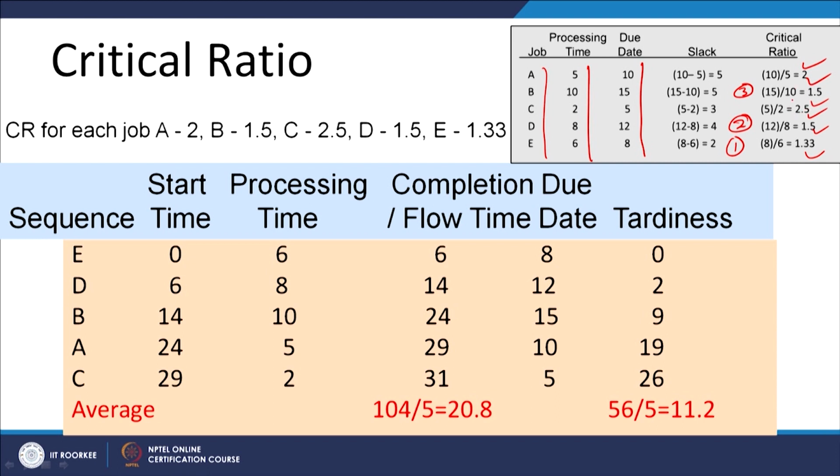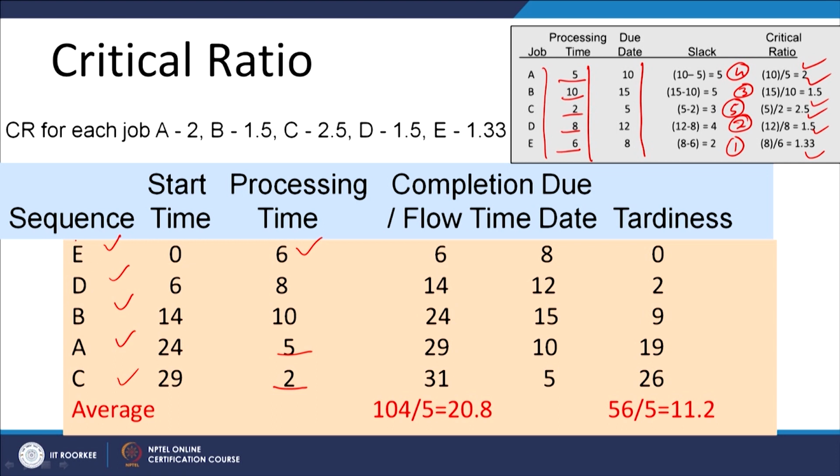Then the next higher critical ratio is for job A, with a critical ratio of 2, so it gets fourth priority, and the highest critical ratio, 2.5, is for job C. Accordingly, the sequencing will be done: E the top priority, then job D, then job B, then A, and then C. We know that the processing time for job E is 6 days, for D is 8, for B is 10, for A is 5, and for C is 2.